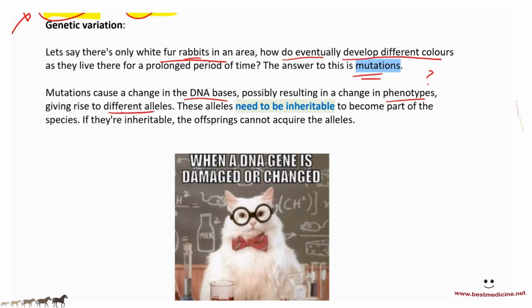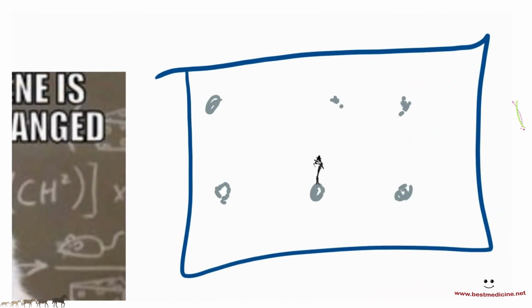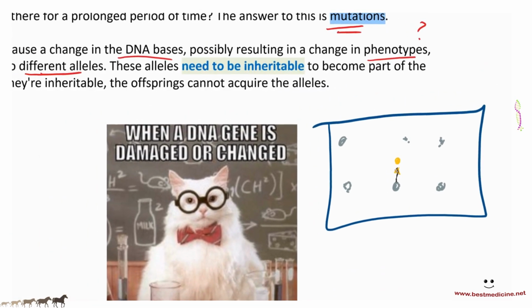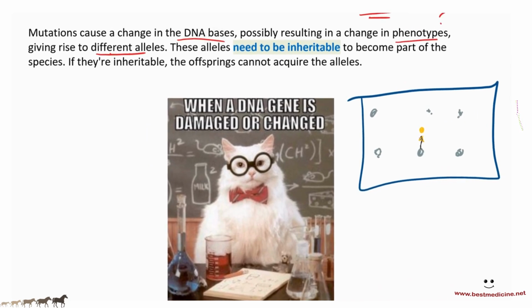I'll give you an example, right? We have a box, an area, and in this area, we only have white fur rabbits. It's that example again. So if we only have white fur rabbits, and all of a sudden we get a mutation in which one of them produces an offspring that has brown fur, right? So this is due to a mutation. A mutation in the fur color gene could have occurred to develop a completely new offspring who has a different fur color.